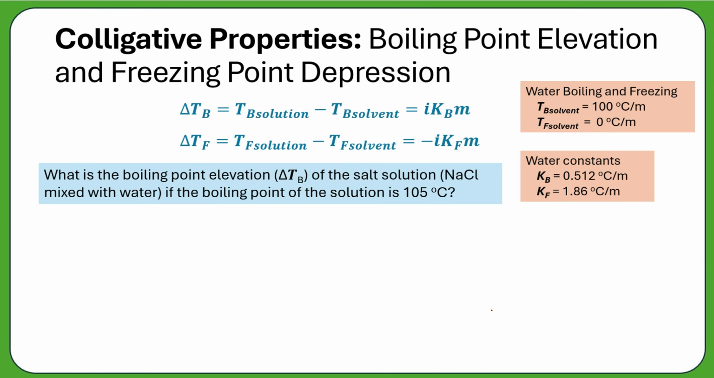Okay, now, what if the situation is like this? What is the boiling point elevation? This time, delta Tb, that's what we call the boiling point elevation. It means it is now the change of the boiling points of the salt solution, NaCl, mixed with water, if the boiling point of the solution is 105 degrees Celsius. So how do we solve this? How do we solve this delta Tb?